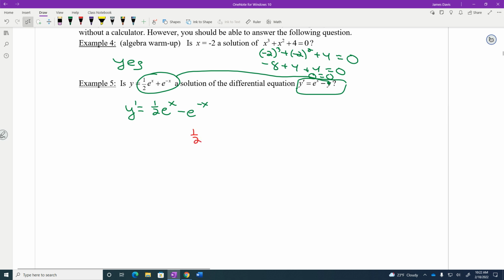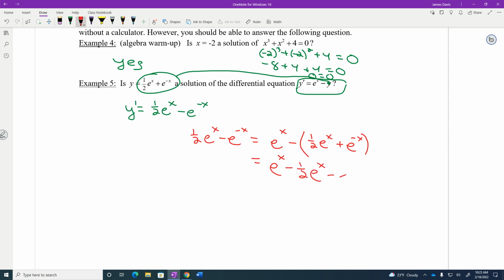So we got 1/2 e to the x minus e to the negative x equal to e to the x minus, and then the whole quantity of y. So 1/2 e to the x plus e to the negative x. So let's just leave the left side. Go ahead and distribute this: e to the x minus 1/2 e to the x minus e to the negative x.